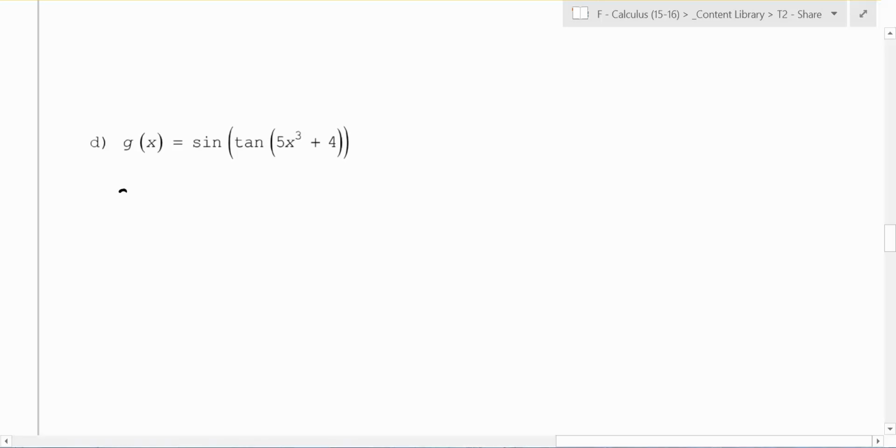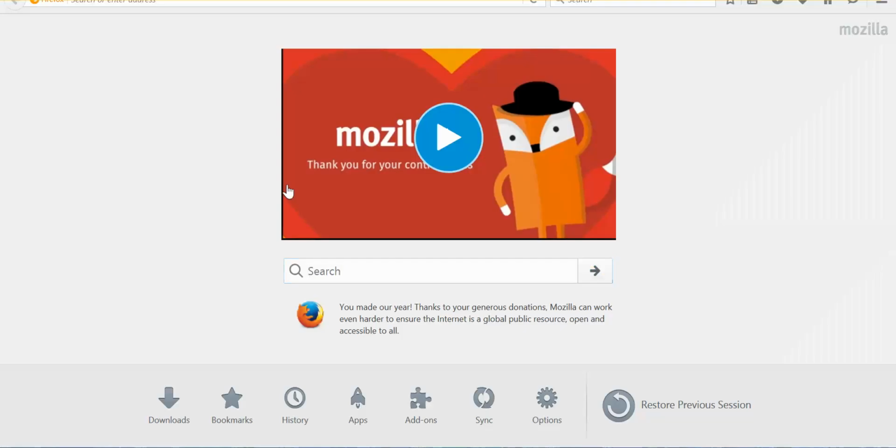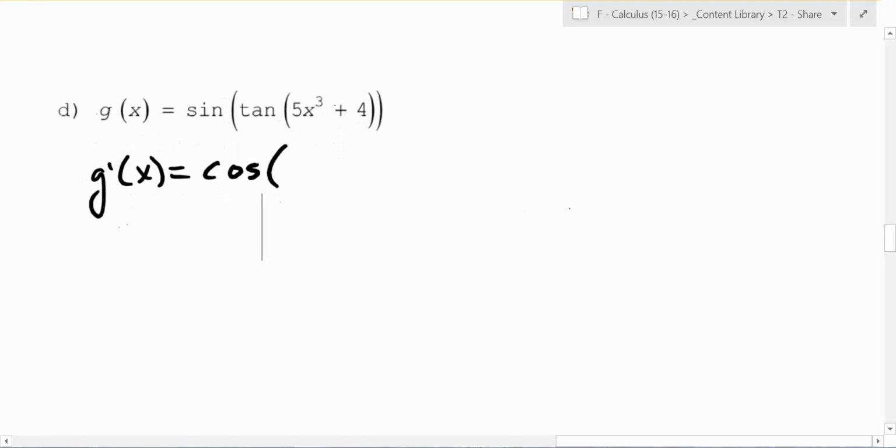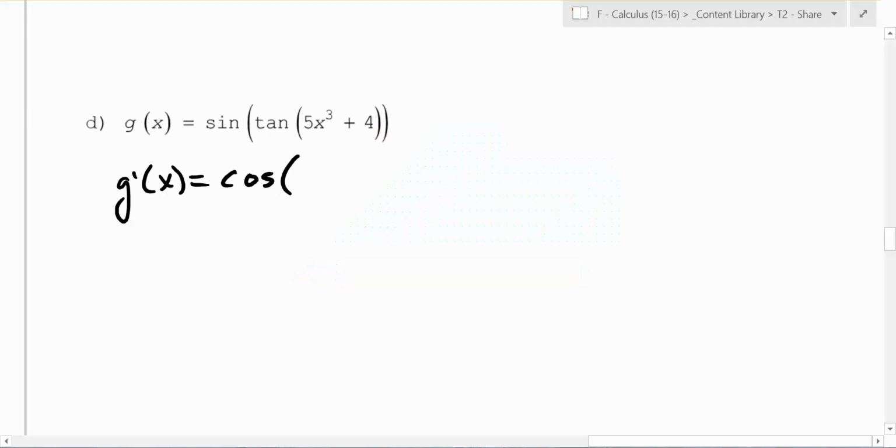g prime of x is going to be cosine. What do I put inside the middle here? Yeah, the same thing. I don't change anything, right? It's tan of 5x cubed plus 4, right?